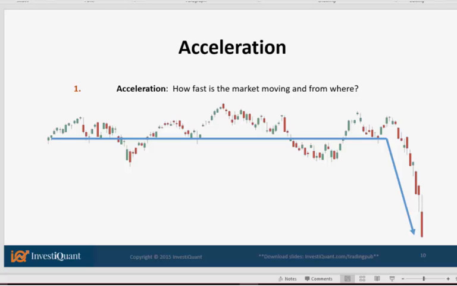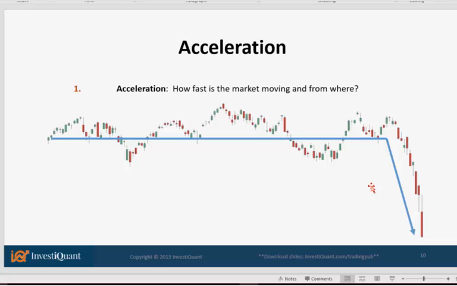When I talk about acceleration, I'm talking about how fast is the market moving and from where is it moving. So in the example shown here, this is just a simple chart. You can see that we've got an accelerated move happening to the downside, and it's coming out of a consolidation area, and it's now at new lows.